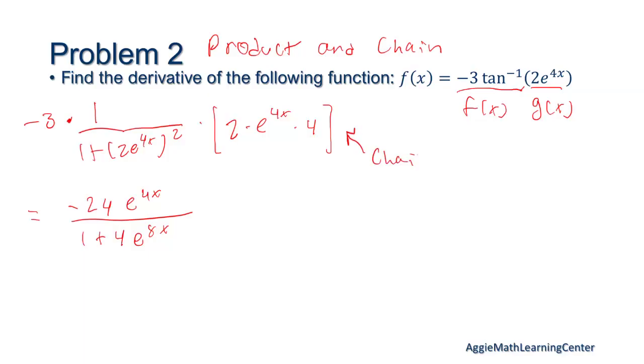Is that helpful? Exactly, like our e to the x is the outside function and the 4x is the inside function. So there's actually like three chain rules here. Yep, and so then this is our f prime.